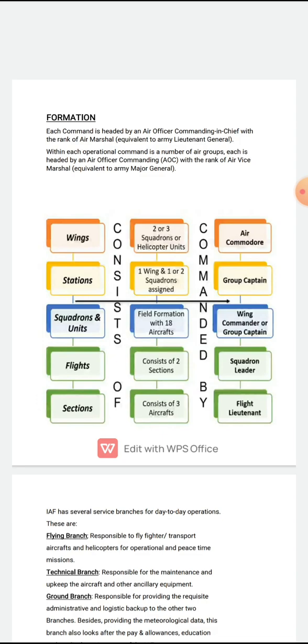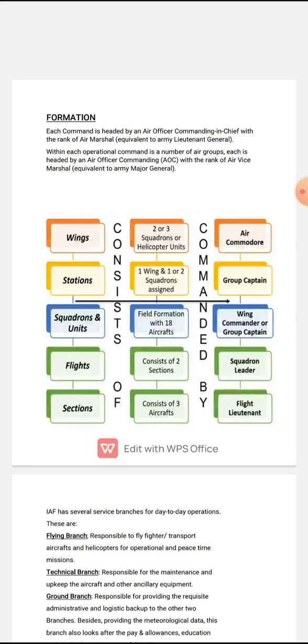These operational units come into action. So at any air force station, if an operational unit is placed, then it is known as a wing. Okay, so a wing consists of 2 to 3 squadrons and or helicopter units. Okay, and wing is headed by the rank of air commodore.